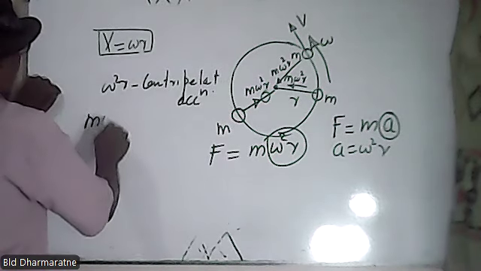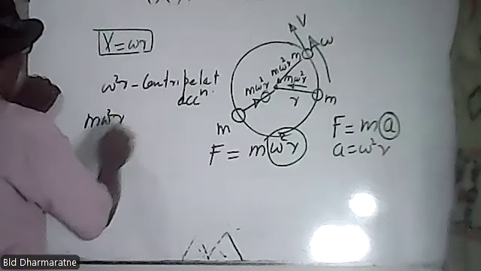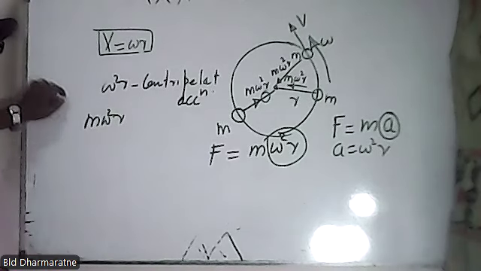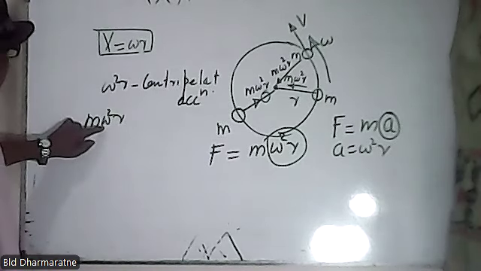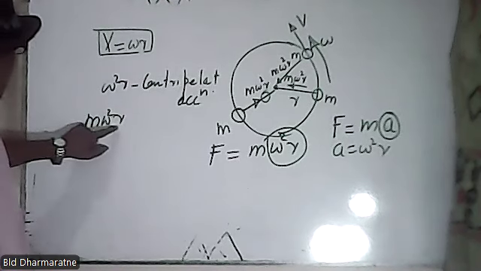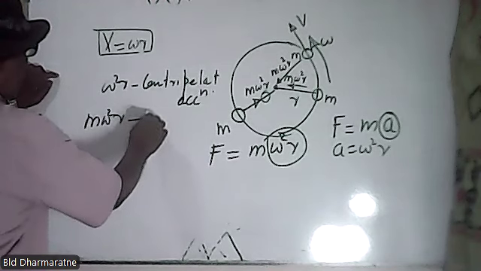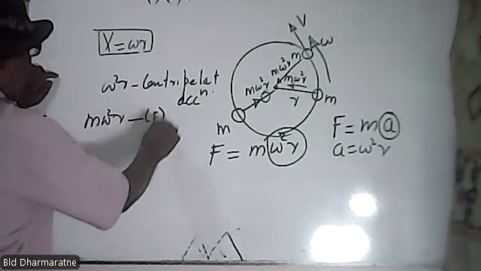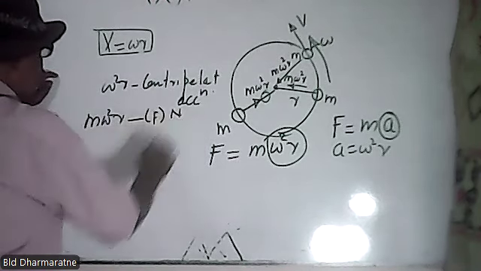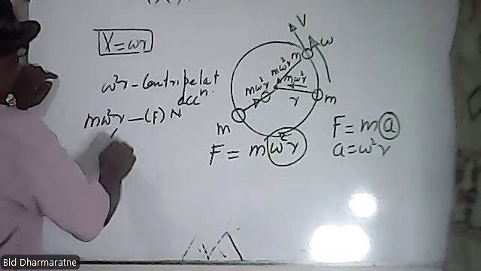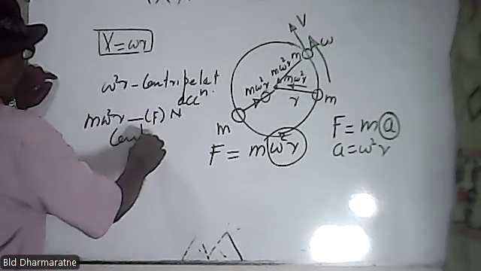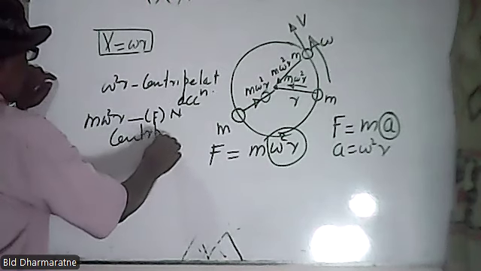M omega squared r: M is the mass in kilograms, omega is in radians per second, r is in meters. This is the force, in Newtons. This is the centripetal force.